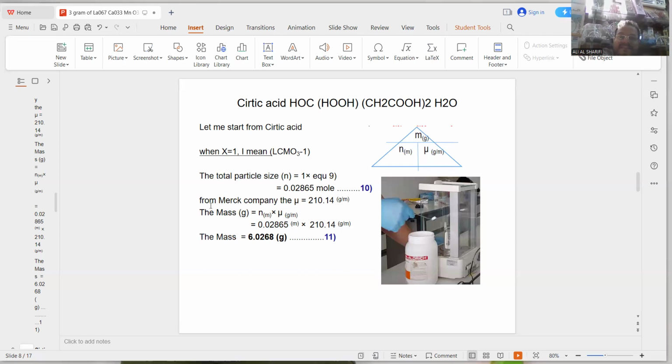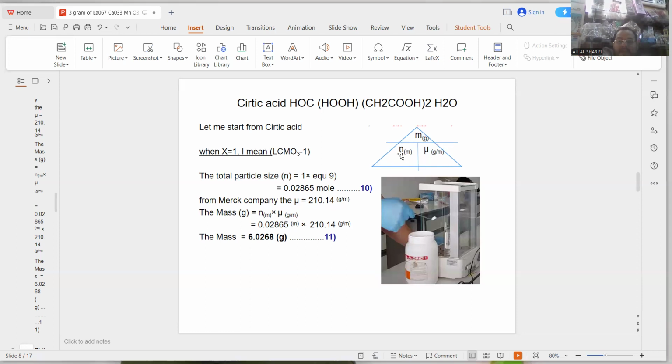Now I can calculate by using this mole number, but I can scale in grams. By that, let's convert this mole number to gram, to mass. How can I do that? By going to the Merck company to find the molecular mass of the citric acid, we will find it equals 110.14 gram per mole.